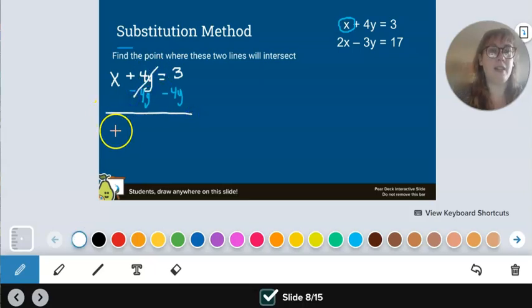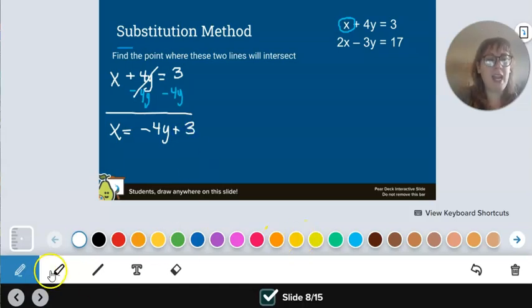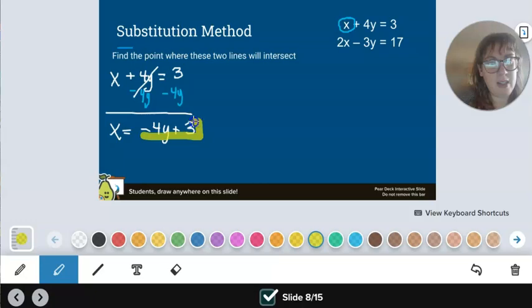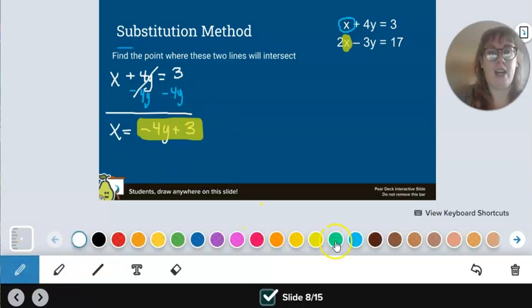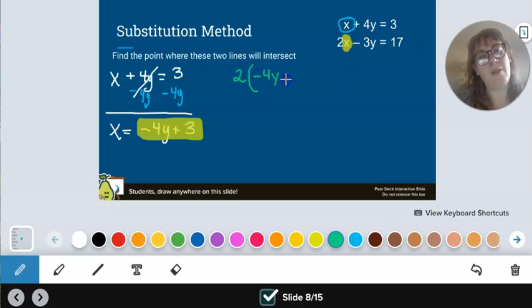This is a positive 4y, so we're just gonna subtract 4y on both sides. 4y minus 4y is 0. So we figure out what x is equal to, which is negative 4y plus 3. And now we're gonna take this expression of negative 4y plus 3 and plug it in for x in our second equation. So instead of 2 times x, we're going to do 2 times negative 4y plus 3 minus 3y equals 17.